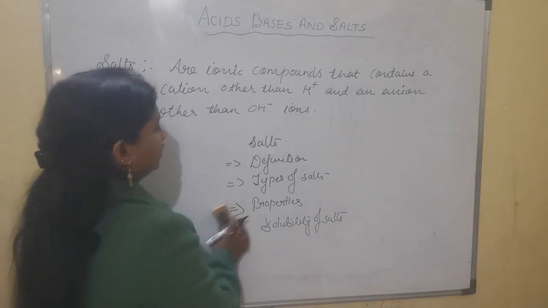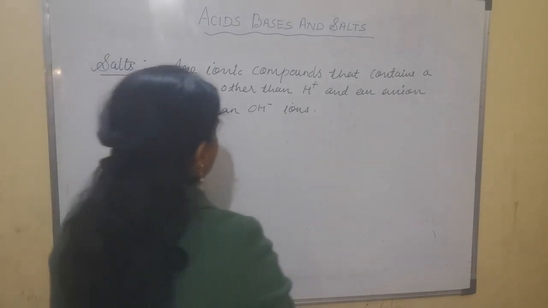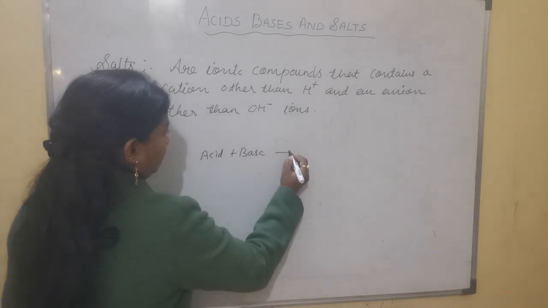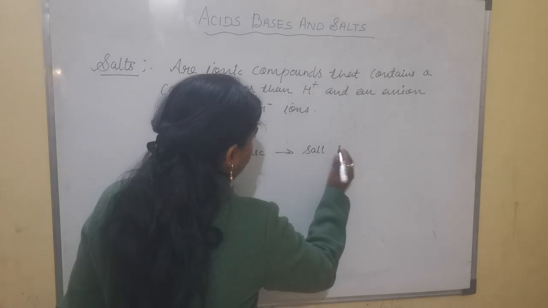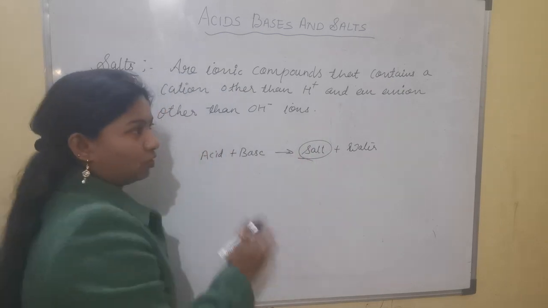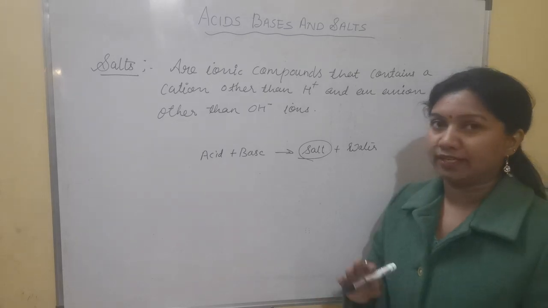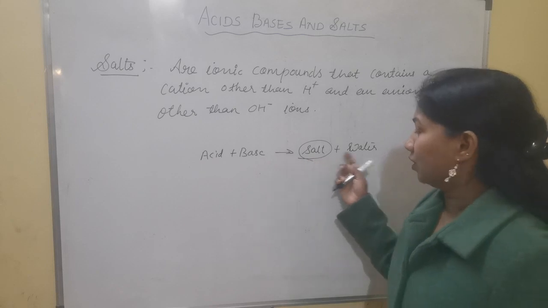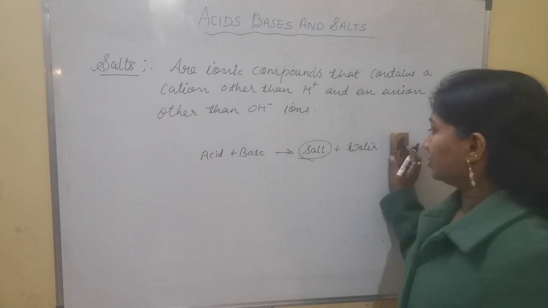So first we will go with the definition. So what is a salt? We have studied earlier that during the reaction of acid and base, we are getting salts as the main product plus water. So this is not a new term for you because we have heard of this term many times during the entire session of acid and bases. While reacting an acid with a base, we are getting salt and water. So what exactly this salt is, that we have to cover in this topic.